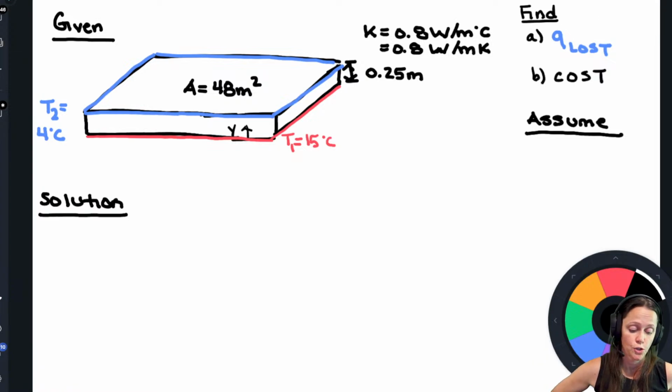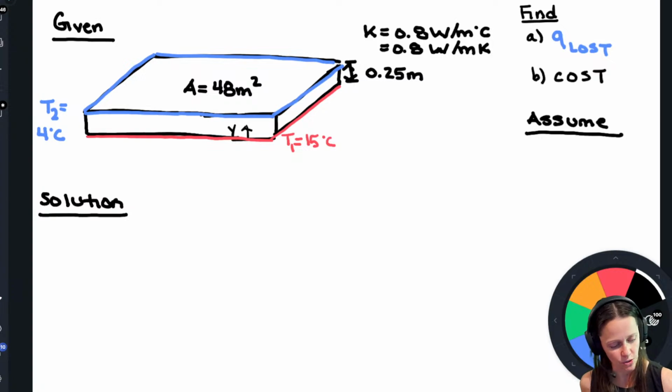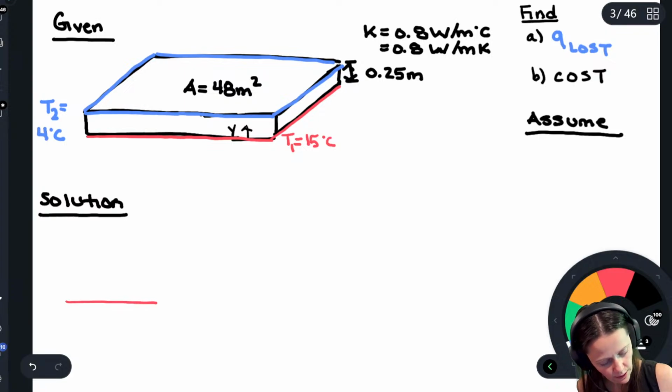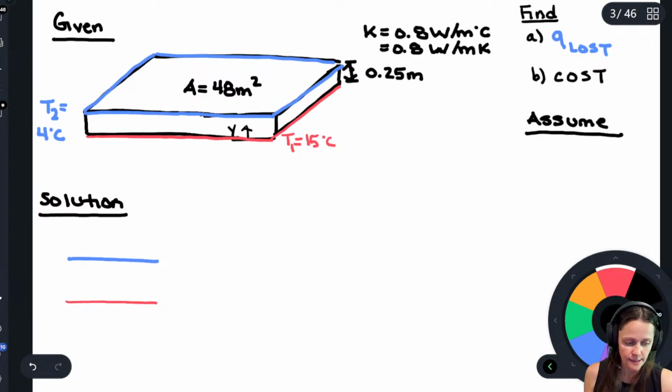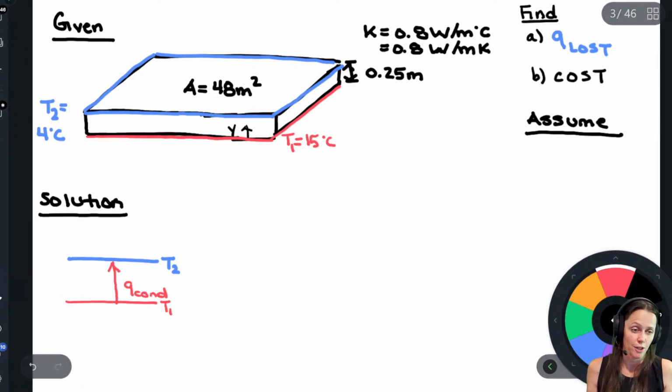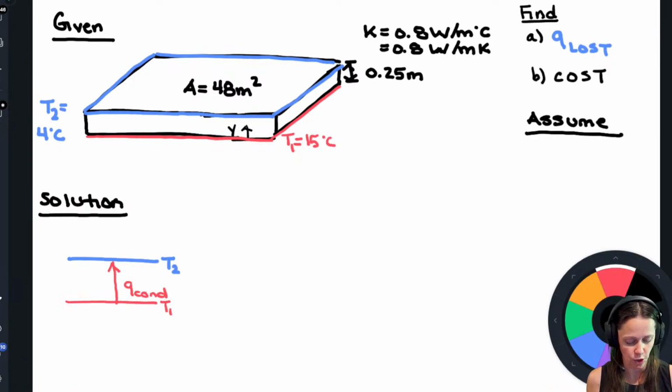All right, so the Q lost, I'm going to redraw my two isotherms, so I'm just kind of looking in the Y direction just to make it easier. But I have this one, I have that face, and I have that face. And so, yes, I do have heat transfer that's going from one isotherm to the other. So this one being T1, this one being T2, and this is Q by conduction, right? We've just been calling it Q, but it's Q by conduction. It's fine. You can just call it Q.